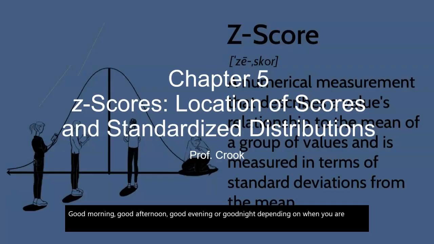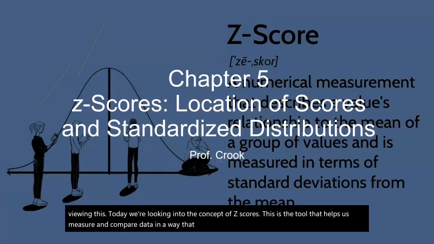Today we're looking into the concept of z-scores. This is a tool that helps us measure and compare data in a way that works across different sets of information. Now let's walk through each point.